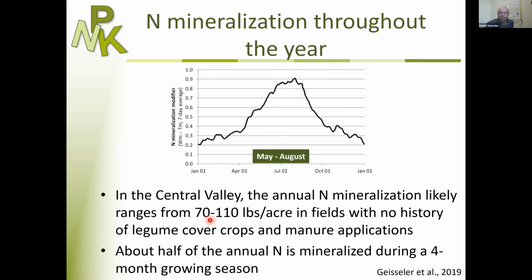On the Central Coast, depending on the crop rotation, it may be probably a bit closer to the 110 pounds per acre.